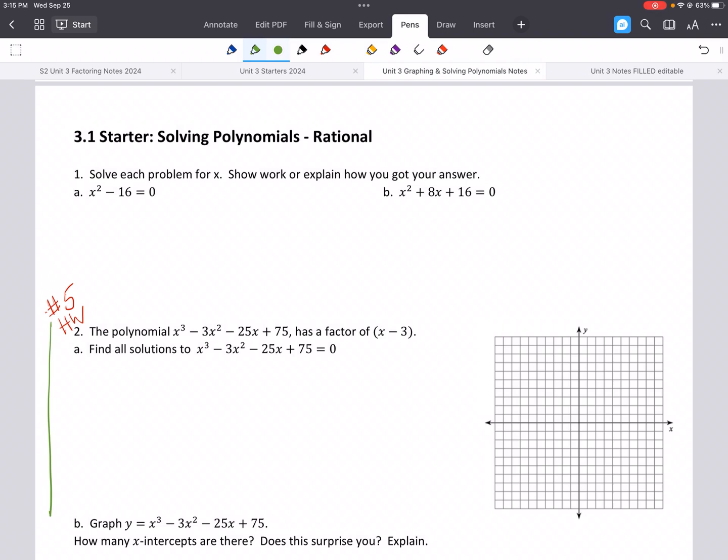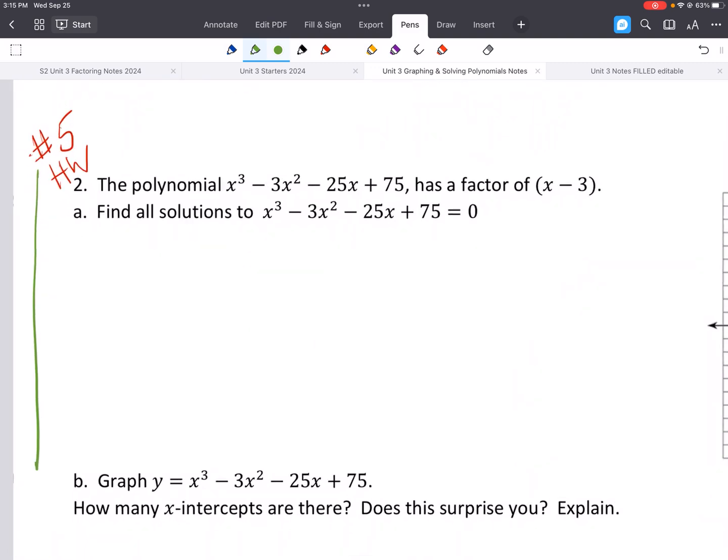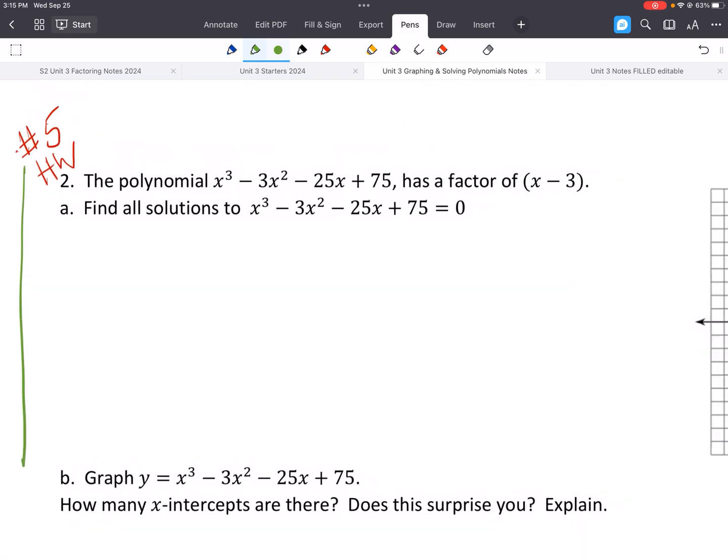Hey everybody, we are working on 3.1. We're going to look at starter problem number 2. This is going to walk us into this type of problem. Say we're given a polynomial and it has a factor of x minus 3. We learned about this in our last unit. It means that if we have a factor, then we know that its zero is 3.